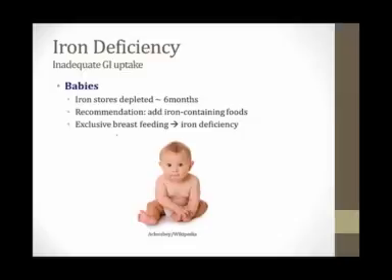There are a couple of special clinical circumstances where inadequate GI uptake of iron is common, and the first one is among newborn babies. So newborn babies deplete their iron stores that they get from their mother by about 6 months of age, and this is the reason that pediatricians often recommend adding iron-containing foods to the diet of babies by about 6 months of age. Babies who are exclusively breastfed can sometimes develop iron deficiency because they don't get enough iron from the breast milk.